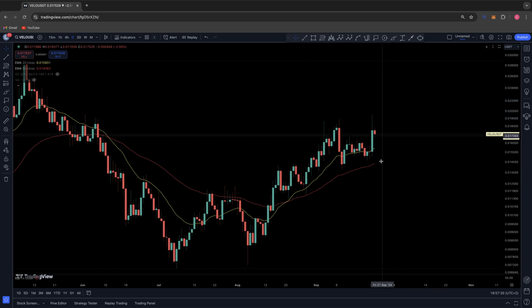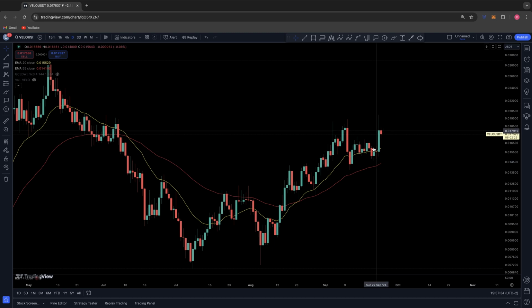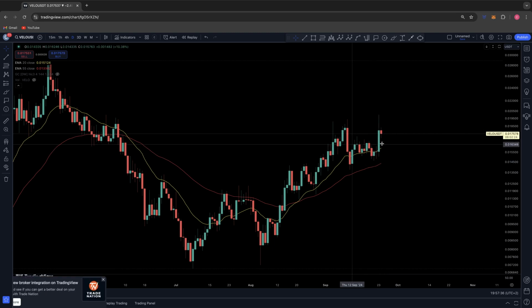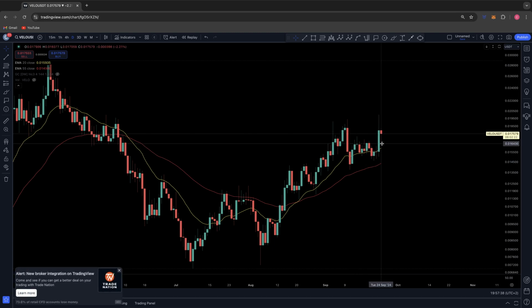If we do come back and start pulling back any further, I will update in another video, but right now I am bullish. We had a very, very bullish close yesterday. We have a key level of support to hold at 0.0164. If we can hold that, I think we're looking for continuation onwards here to 0.024 and a potential 35 to 45% impulsive move for VELO.